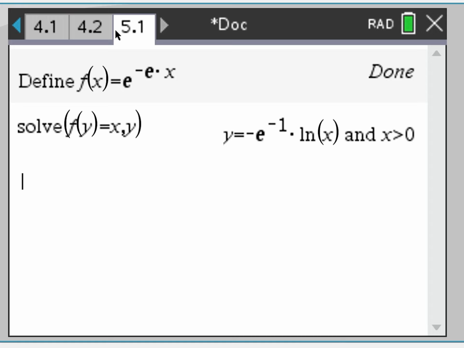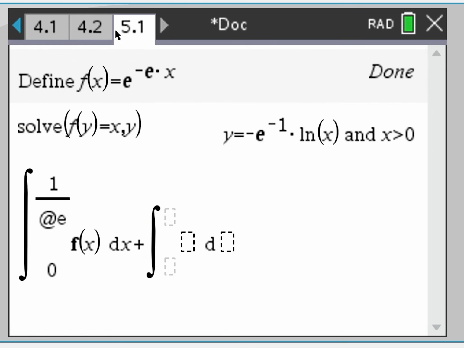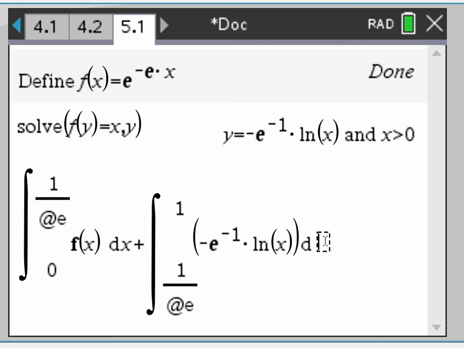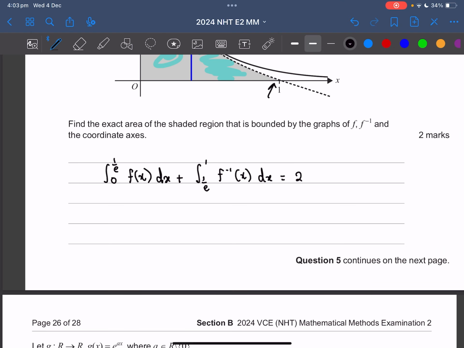Now we have to find the integral. So menu 3, integral from 0 to 1 on e of f of x dx plus the integral from 1 on e to 1 of this function over here dx. Okay, so that is our area of the shaded region. Let's copy that down. So we have 2 times e minus 3, everything times e to the power of minus 2.